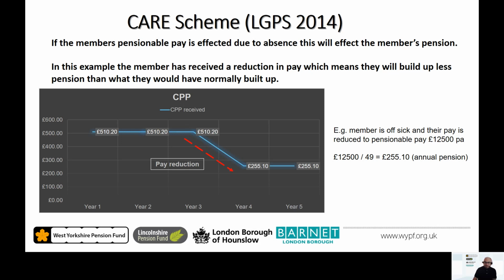If the member's pensionable pay is affected due to absence, this will affect the member's pension. So the scheme aims to protect members' pension build up for certain types of absence. And APP should be used in replacement of the pensionable pay received when the scheme member is absent for any reason that is considered protected leave.